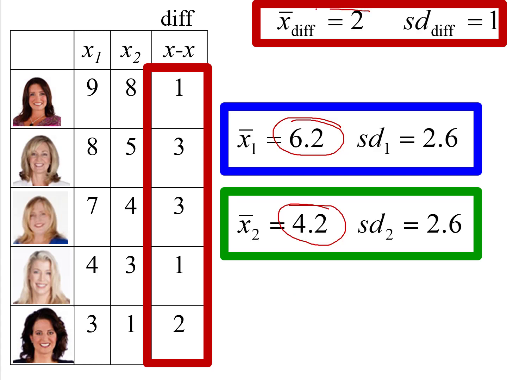And our mean difference score is 2. And it mathematically will always come out that way: the difference between the mean at time 1 and the mean at time 2 will always be the same as your mean difference score. So our mean difference score is 2, and we can also calculate a standard deviation for these difference scores.